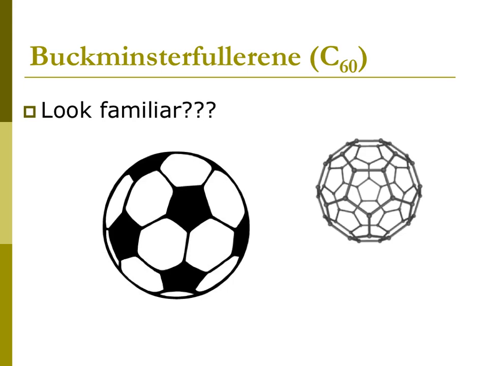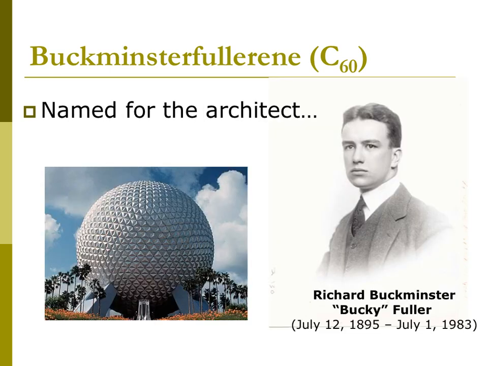Our last carbon allotrope is called Buckminster fullerene, and it has a very interesting shape. It almost looks like a soccer ball. Although it has a pretty complicated name, it's often called a buckyball for short, and that's named after an architect who made a very famous structure, seen here. So we call the structure of this Buckminster fullerene a buckyball for short.